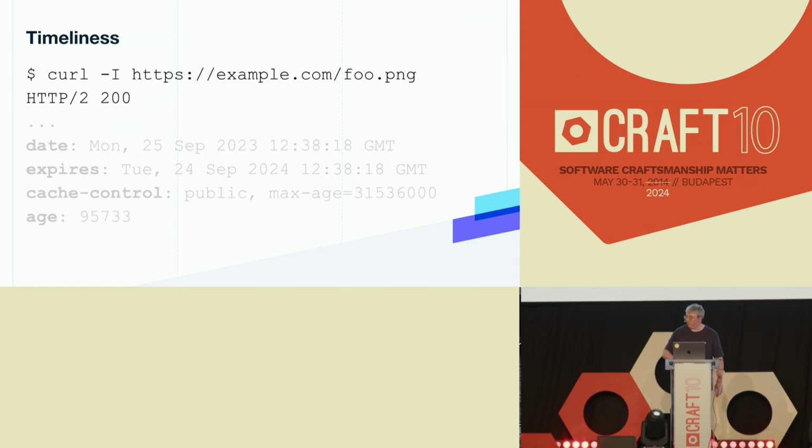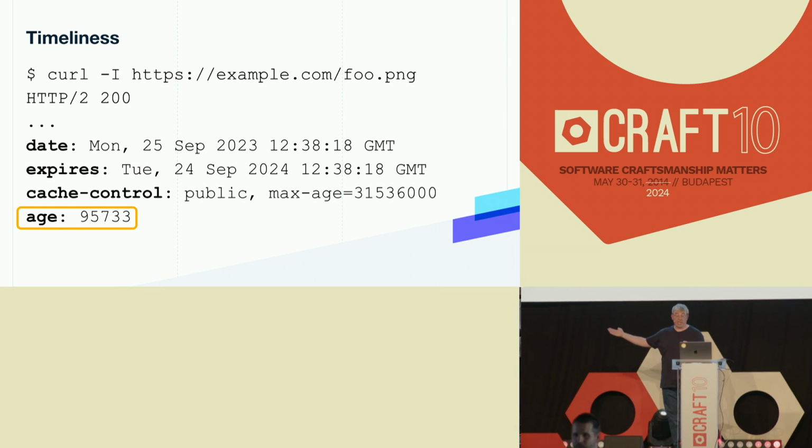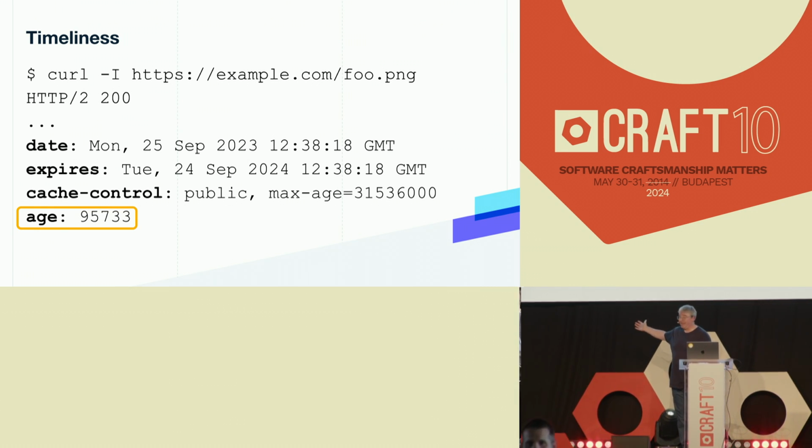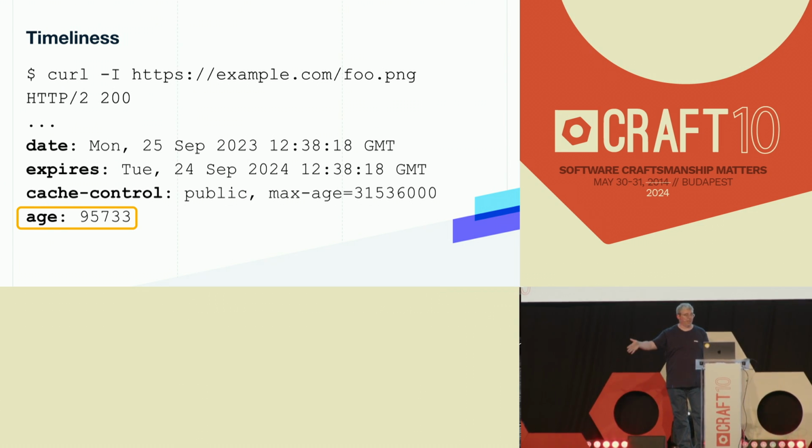If I make an HTTP request and I get a cached response back, one of the things that it tells me is how old is that cached response. There's an age header. In this case, it says we actually talked to the server 95,000 seconds ago. Okay, which is, what is that, several days, right? I don't know, I can't do math in my head that fast. But anyway, I can see how old the data is, right?